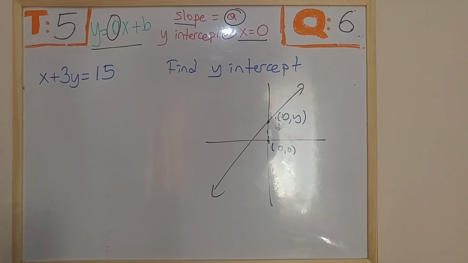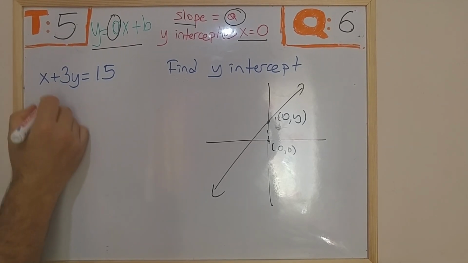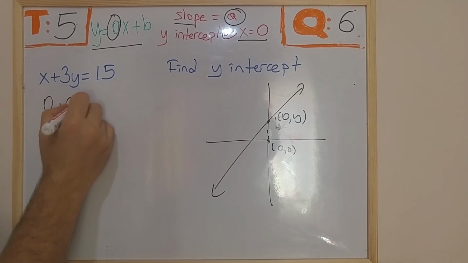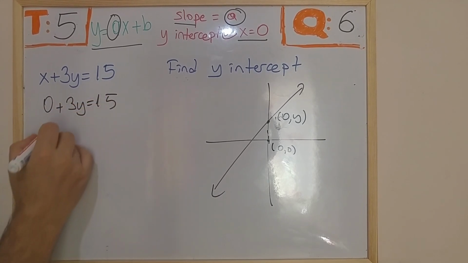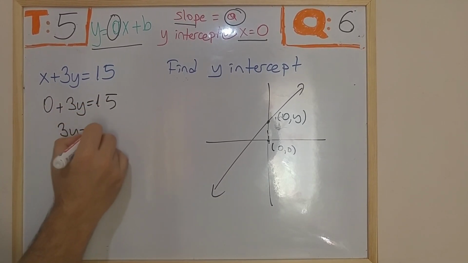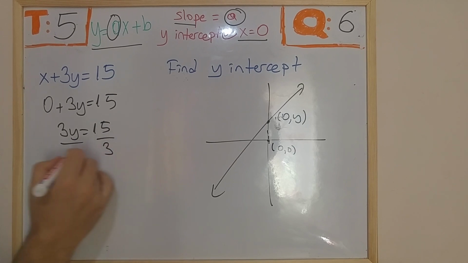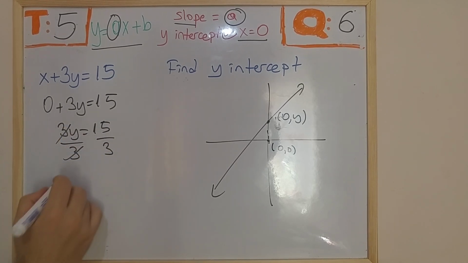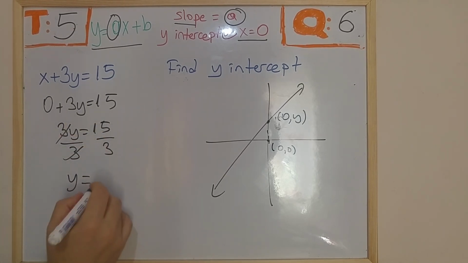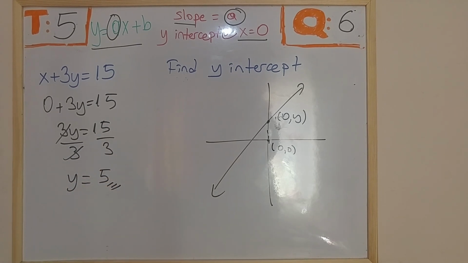We give x 0 again, so that it becomes 0 + 3y = 15, which means 3y = 15, and we divide each side by 3 to leave y alone. Therefore, y = 15/3 = 5. This is the answer.